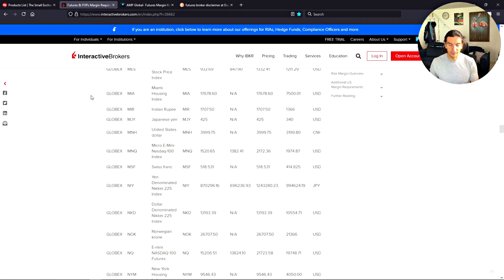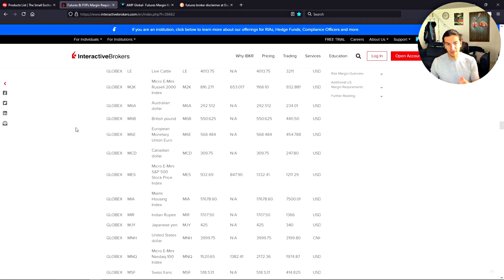That's why futures provide greater leverage, because the amount of capital required in your account to open a position is much, much lower than the notional value of the entire contract.